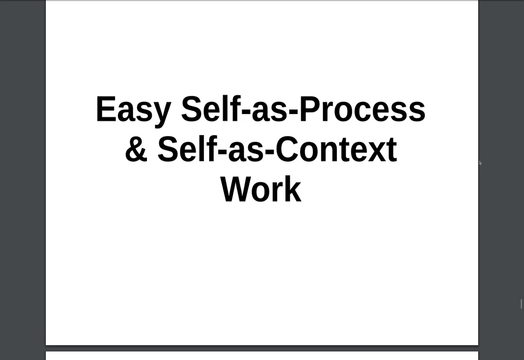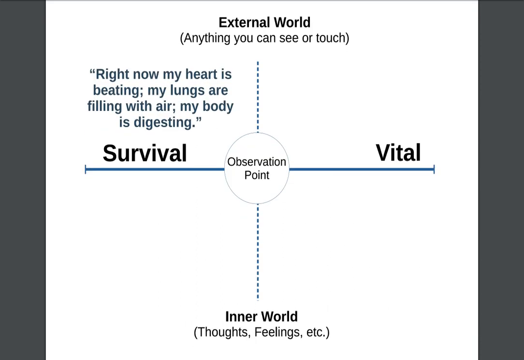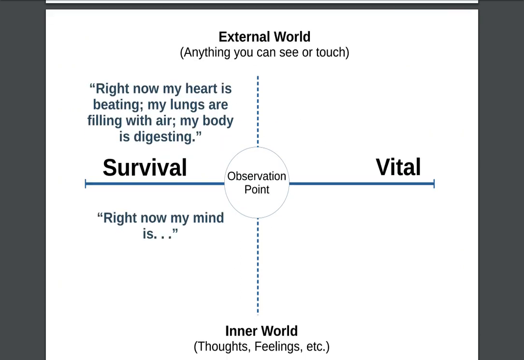And we can do easy self as process and self as context work with the SV matrix. By viewing our experience through the lens of this matrix, we can notice the self as an ongoing process in context. Right now, my heart is beating. My lungs are filling with air in and out. My body is digesting, and so on. And as that is all happening, my mind is doing its thing, thinking, reasoning, processing, giving me images and ideas and words.